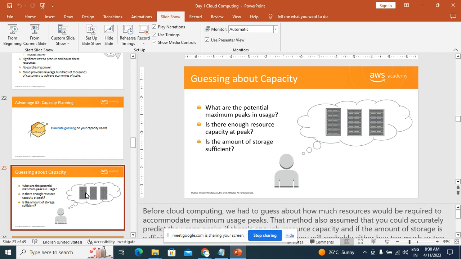Is that amount of storage sufficient? It doesn't mean that only computational power, processing power or load handling capacity will work. Along with that, you'll also need some storage. Is that storage available or not? Even the storage solutions are provided by Amazon.